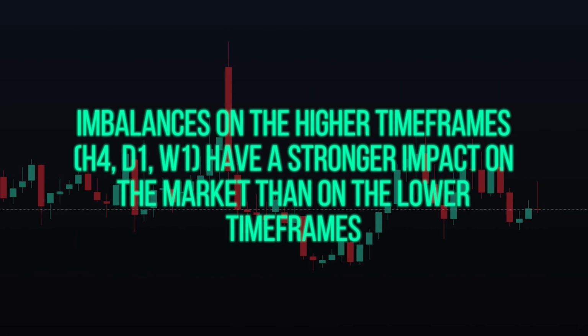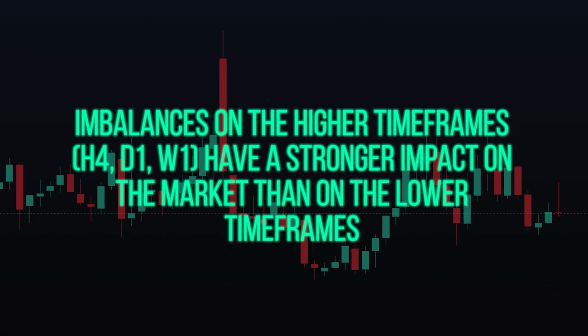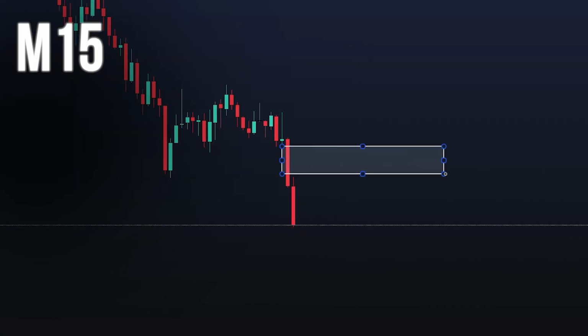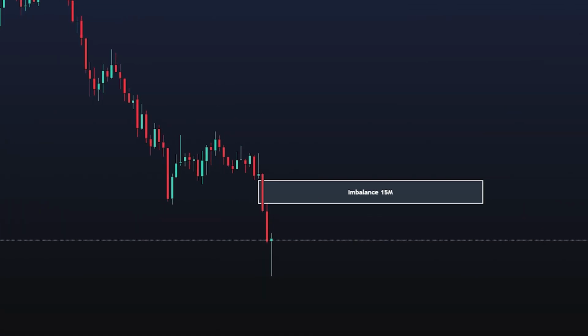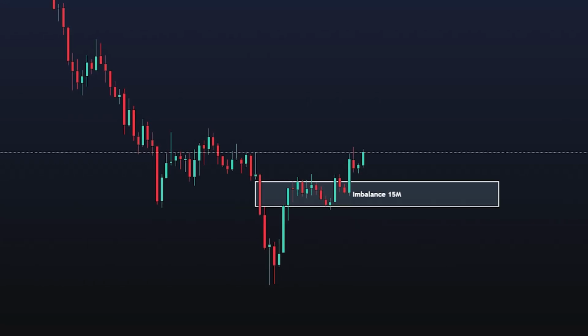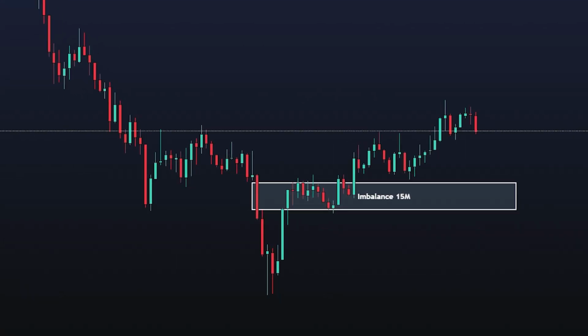Imbalances on the higher time frames, H4, D1, W1, have a stronger influence on the market than on the lower ones. For example, if a bearish imbalance is forming on M15, but on H4 we are in the bullish FVG zone, we should focus on the higher time frame. In this case, the price is more likely to close the local bearish FVG, but then it will reverse and continue moving upwards along the global trend.